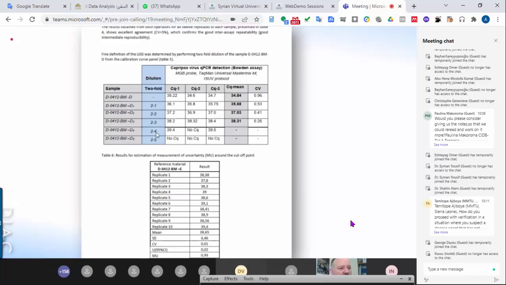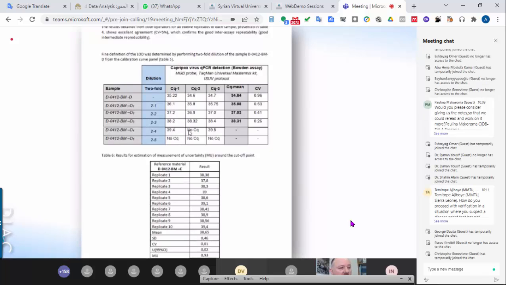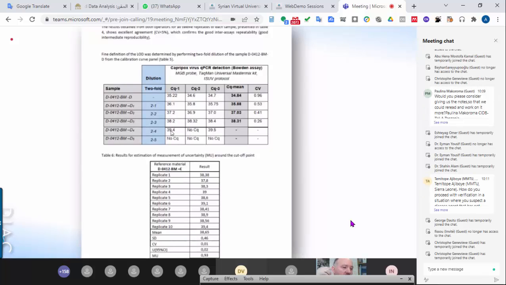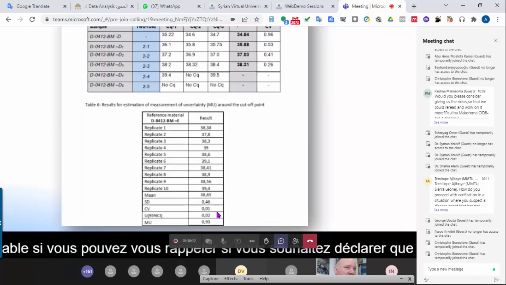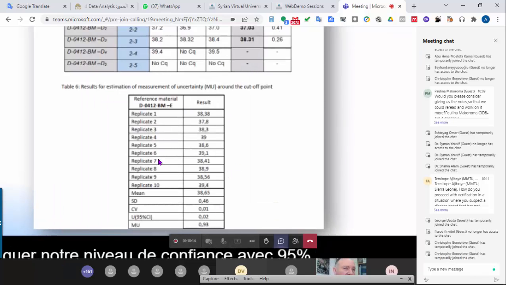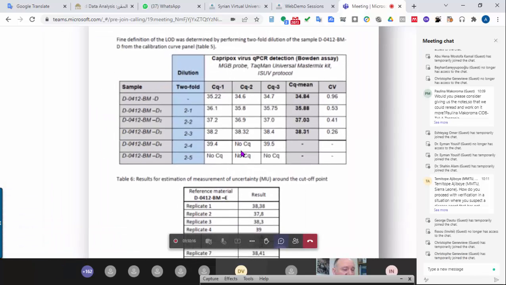In the fourth dilution step, you see that one of the replicates gave a negative result, and this is actually not acceptable. If you can remember, if we want to state our confidence level at 95%, for 100 samples, it would mean 95 out of 100 should be detected as positive.